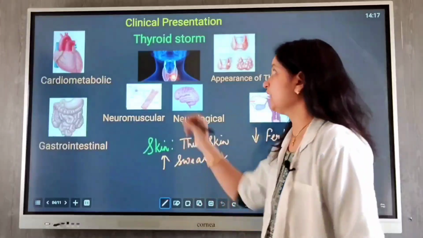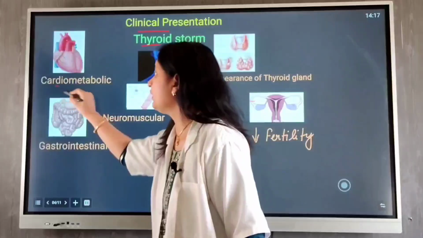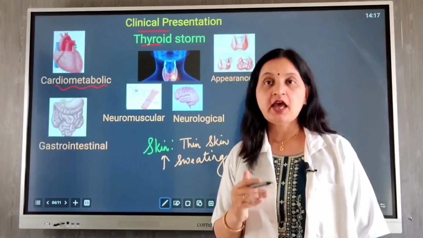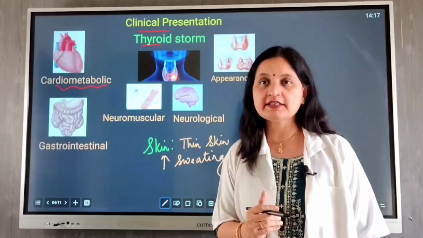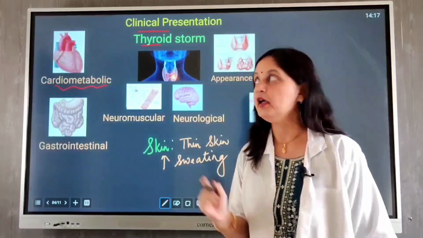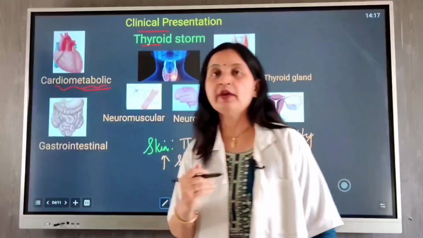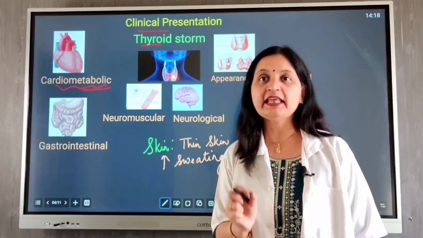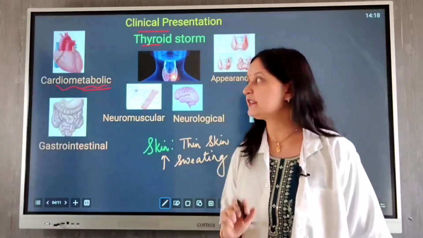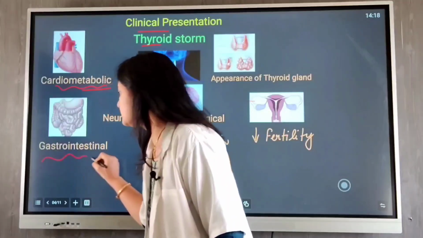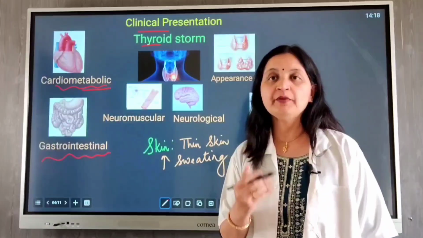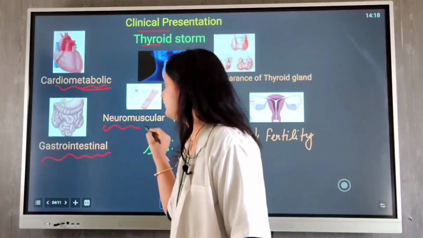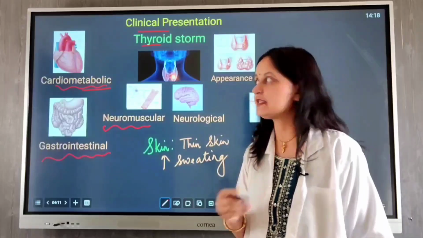A quick overview of the clinical presentation of thyroid storm: cardiometabolic manifestations, cardiac symptoms such as palpitation, tachycardia, arrhythmias, and a decline in pre-existing heart disease such as heart failure and angina. Metabolism increases and this causes weight loss despite increase in appetite, and also there is erratic blood glucose control in pre-existing diabetes mellitus. Gastrointestinal symptoms such as diarrhea, nausea, vomiting, abdominal pain, and bloating occur because of increased motility. Neuromuscular symptoms such as tremor and hyperreflexia.